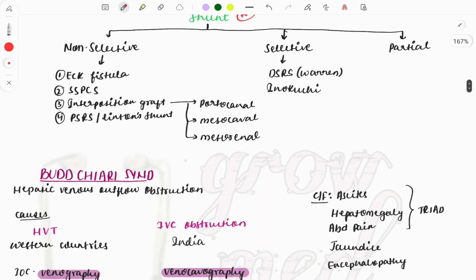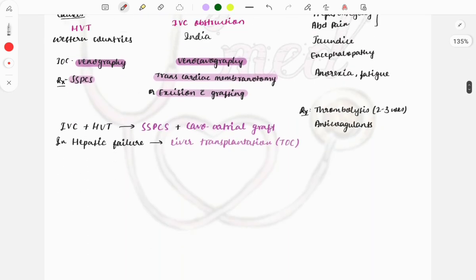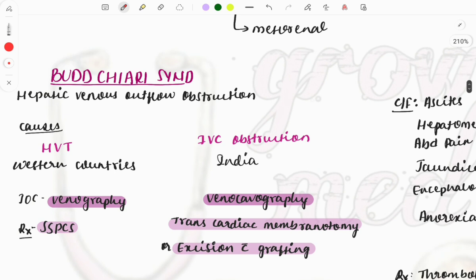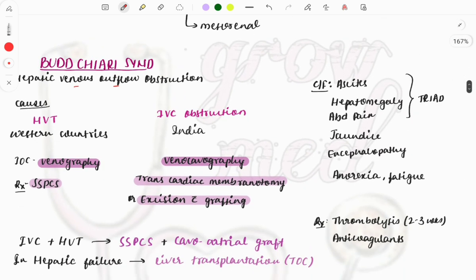Okay, then moving on to Budd-Chiari syndrome. In Budd-Chiari syndrome, what happens is there will be hepatic venous outflow obstruction, meaning blood is not leaving through the vein, due to which there will be obstruction. So the causes are HVT, hepatic vein thrombosis, which is a common cause in the Western countries.